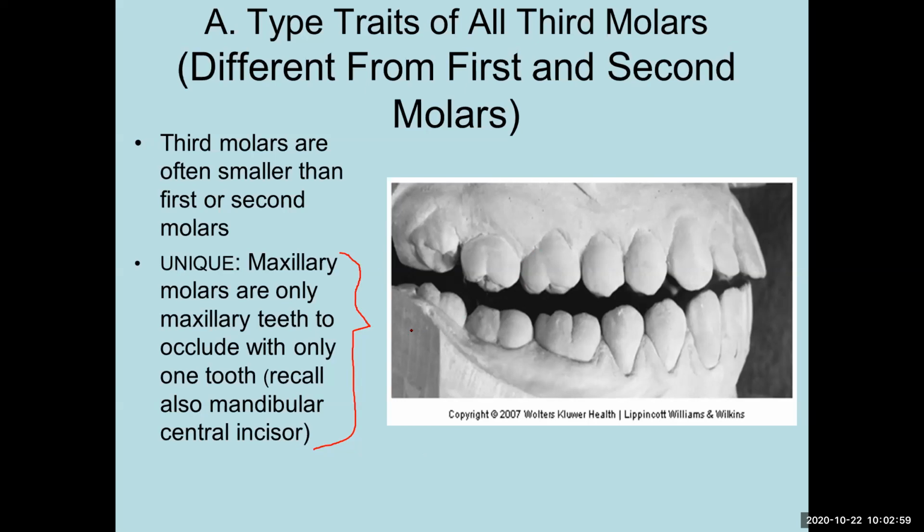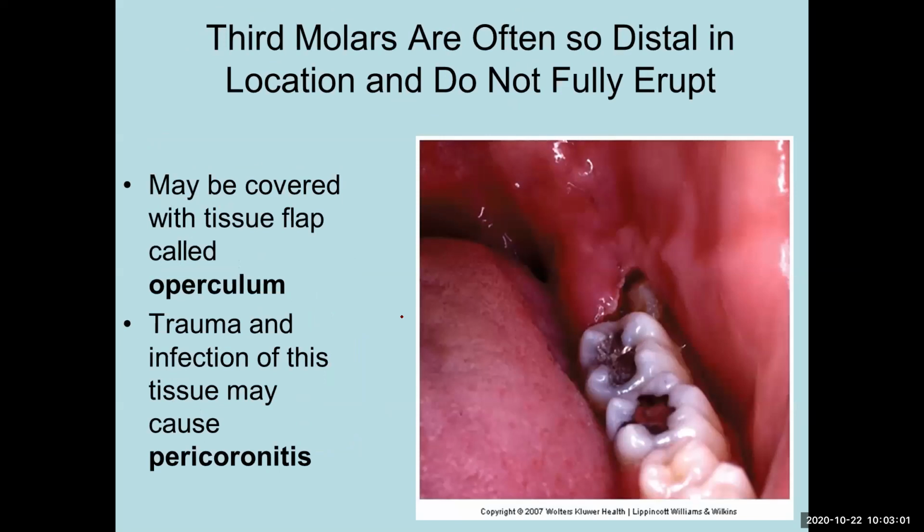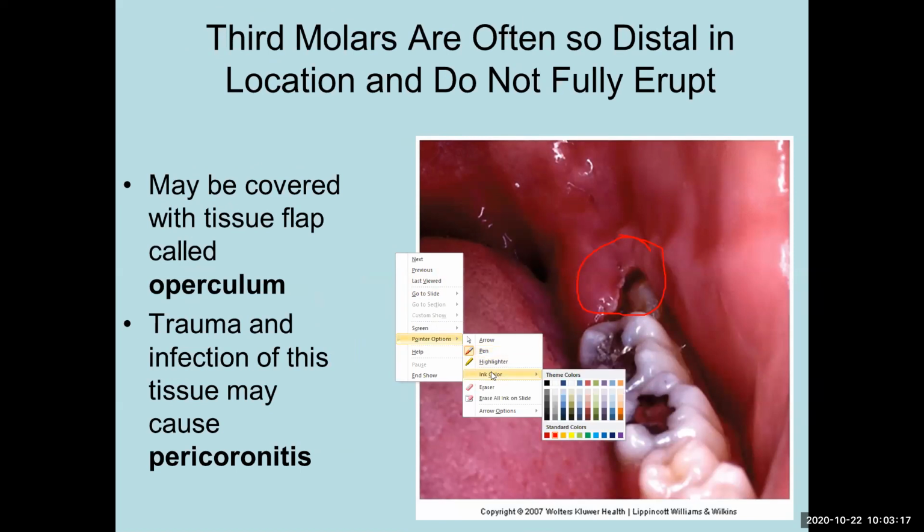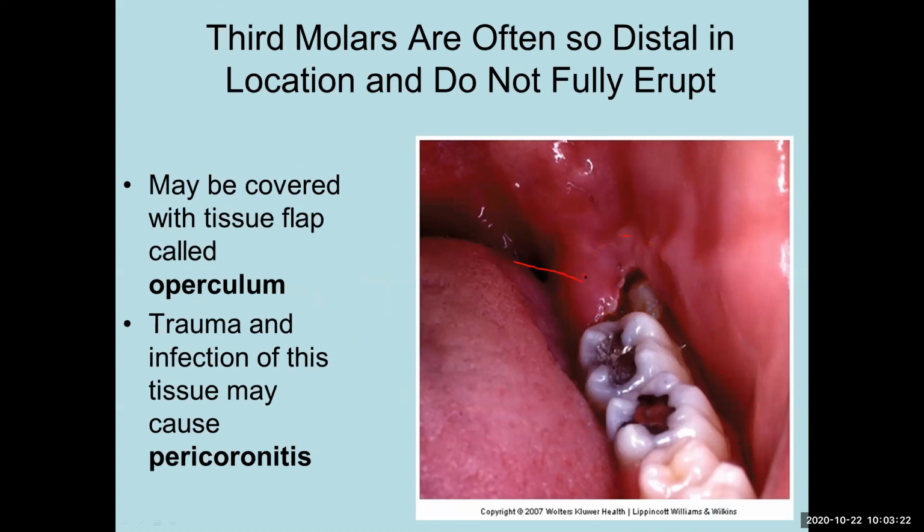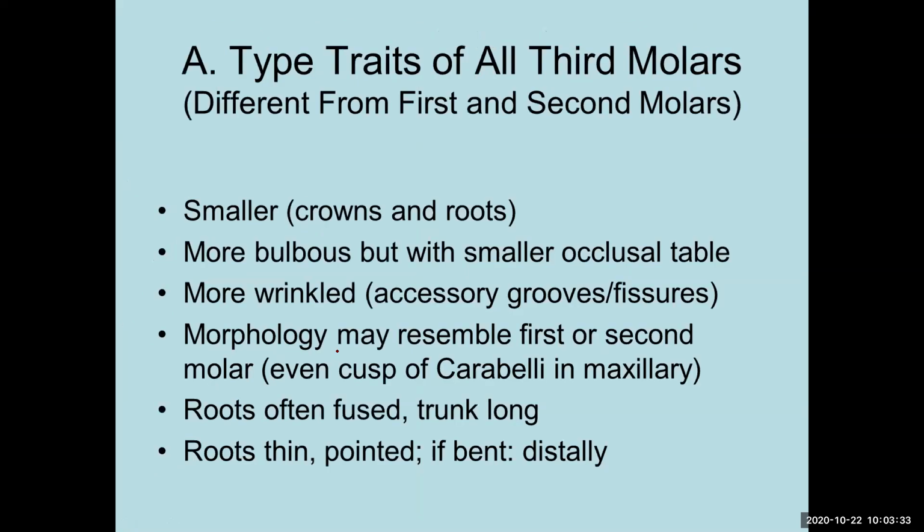Third molars are oftentimes smaller than the first or second. There's something called an operculum, which is that tissue that covers an impacted or an erupting tooth. If that operculum becomes infected, it's called pericoronitis. This is the operculum. Think about all the bacteria and food that can get smashed in there. That's going to be infected eventually. Third molars are generally smaller.